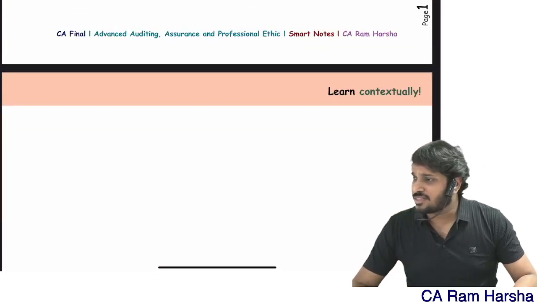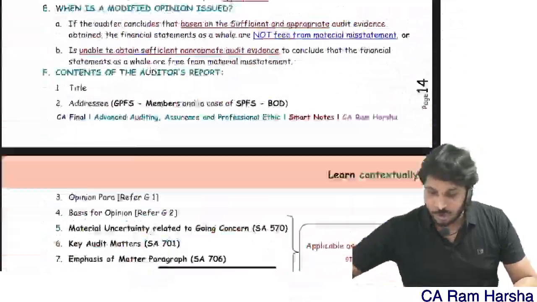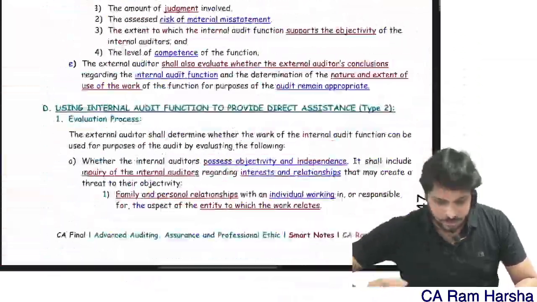So what's the page number, by the way? This one, acceptance and continuation of client relationship. 404. Okay, fine.